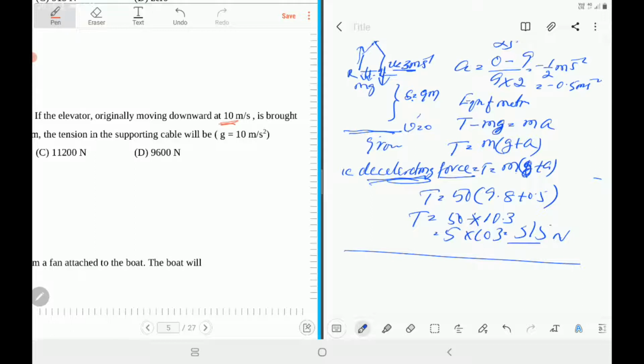See, to move, for example, when you are sitting on a boat, to move forward, you have to apply force on water. Rowing, you have seen rowing, right?